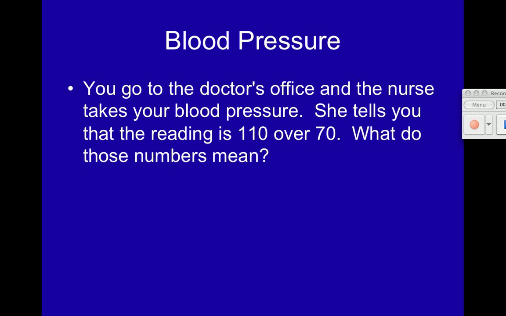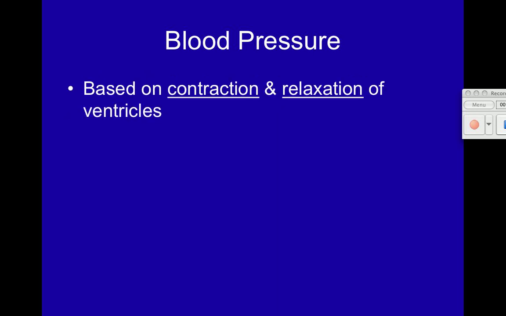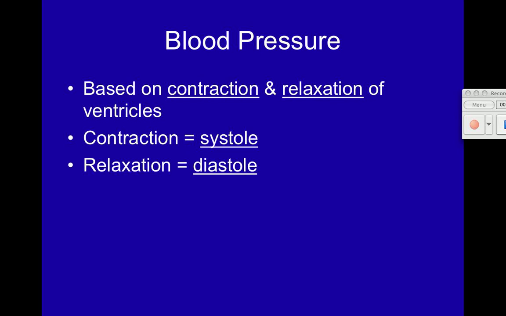And you may know a little bit about this, but you may not know everything in terms of exactly what it does translate to. Blood pressure is based on the contraction and relaxation of the ventricles. So this is simply a ventricular thing. It's mostly actually based on the contraction and relaxation of the left ventricle, because we measure blood pressure once the blood has come out into what we call the systemic system. The contraction is called systole, and the relaxation is called diastole.